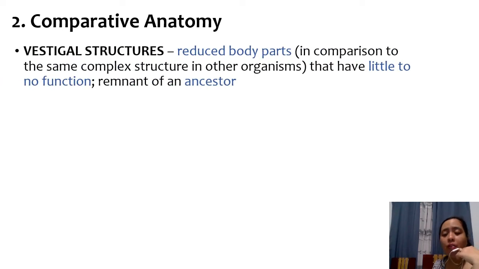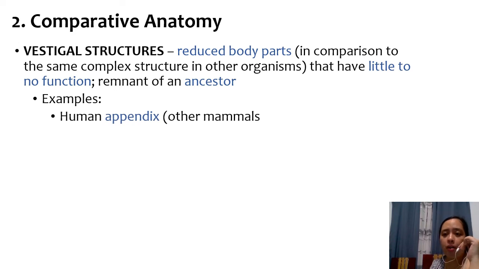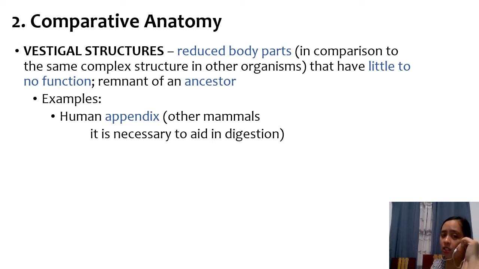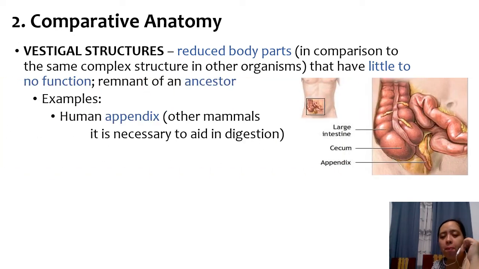So comparative anatomy, we have the vestigial structure. So these are reduced body parts that have little to no function, and they are remnants of an ancestor characteristic. So examples, the human appendix, other mammals, it is necessary to aid in digestion. Pero sa atin, it seems to be a vestigial structure na lang. Sabi, meron daw siyang function like in the production of vitamin K or vitamin E. But even if you remove this appendix sa atin, okay lang siya. Hindi tayo mamamatay. Hindi naman masisira yung ating life, yung buhay natin. Pero sa iba, it's necessary.